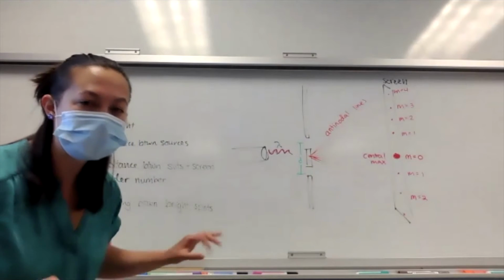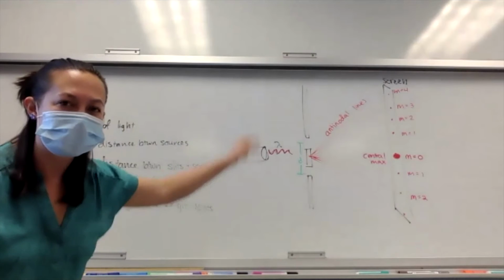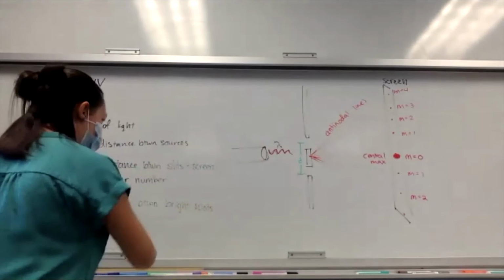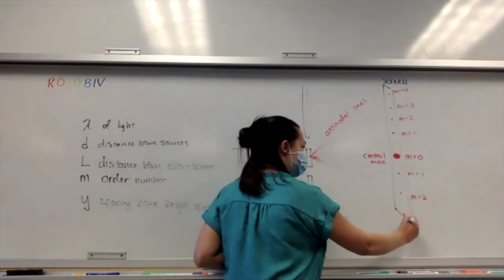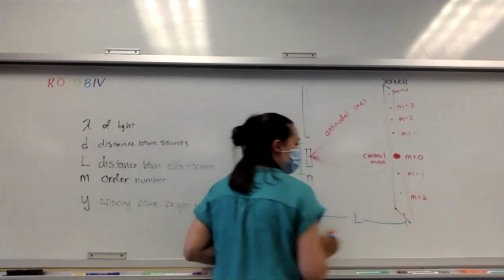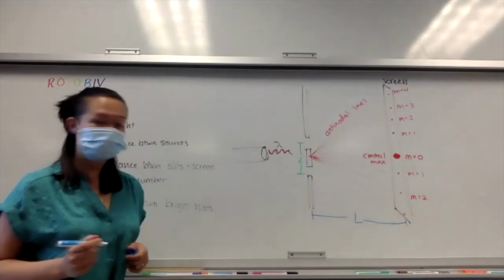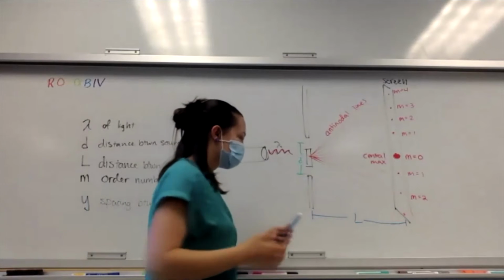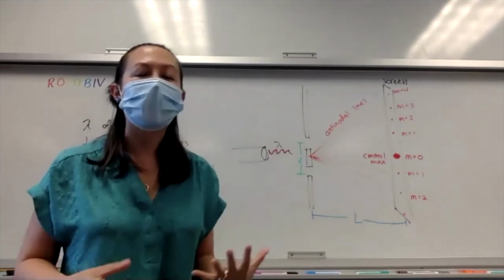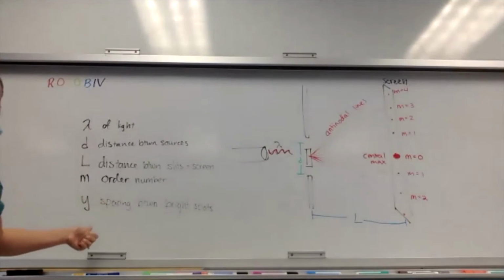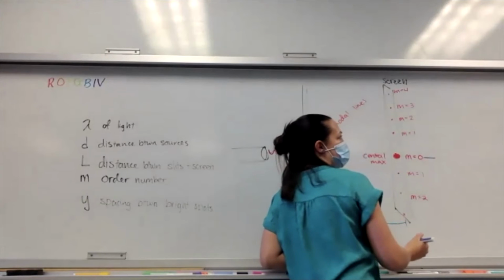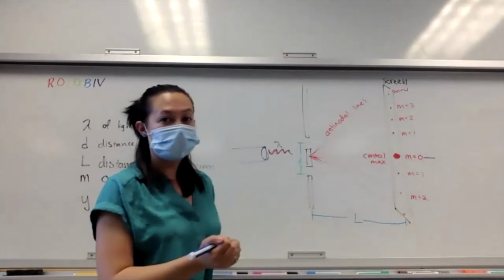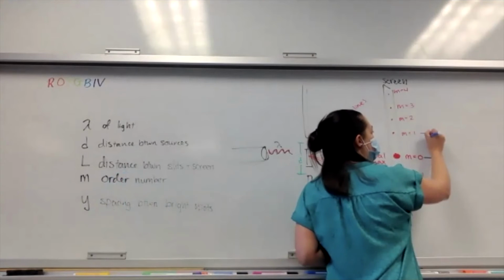All right, so let's see. This picture has lambda, it has D, it has M. How about we give it L? L is the distance from the screen on the left to where you have the double slits. And finally, Y, which we call the spacing between bright spots. Y goes from the center maximum to some nearby bright spot. So this would be Y.